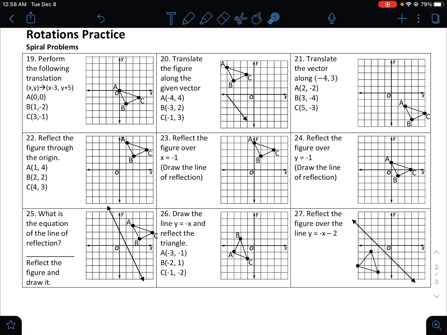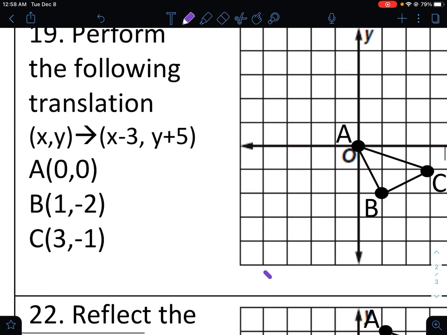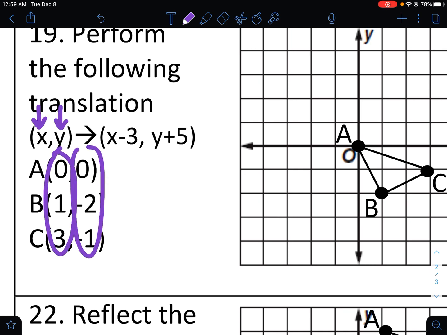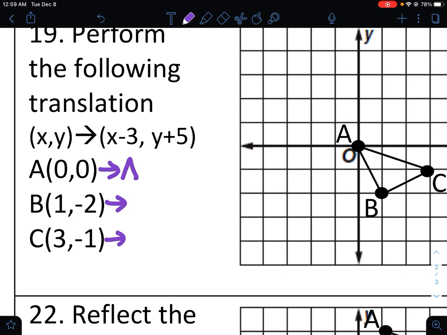Perform the following translation. So if you look, even if it didn't say translation, you should automatically know, but that's okay. Let's just do it by looking at the rule. Keep it simple. So we start with the regular x and y. All of these are the original x and y, excuse me. And then this little arrow indicates that we are transforming the points.